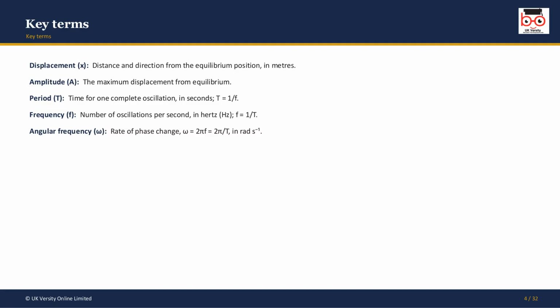Displacement is the distance and direction from equilibrium, in meters. Amplitude is the biggest displacement the object reaches. The period is the time for one full oscillation, and it equals 1 over the frequency. The frequency is the number of oscillations per second, in hertz, which is 1 over the period. And angular frequency, omega, is the rate of phase change equal to 2 pi times the frequency, or 2 pi over the period, in radians per second.